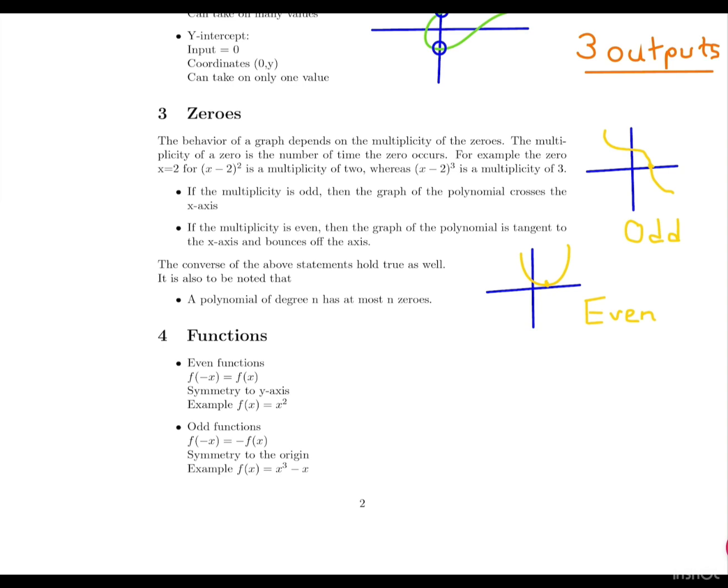In an odd function, a negative input turns the entire output negative. It has symmetry to the origin, and another good example is x cubed minus x.